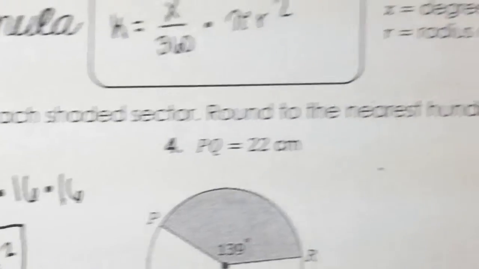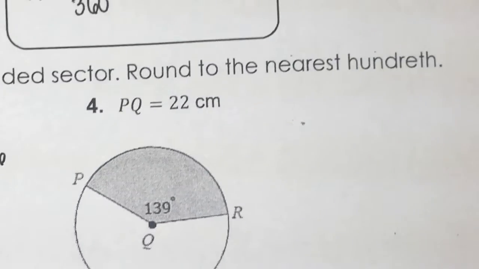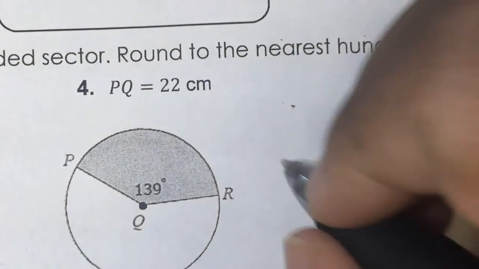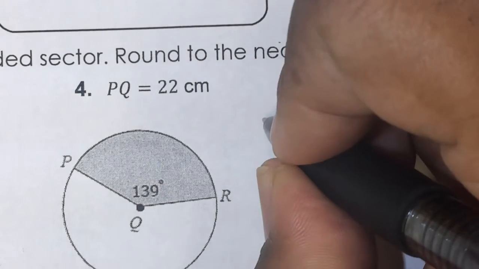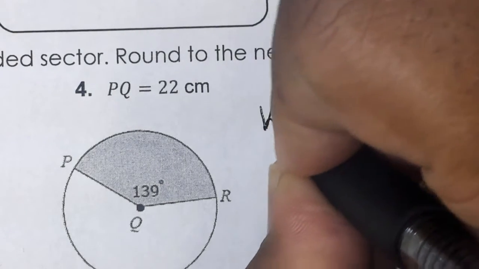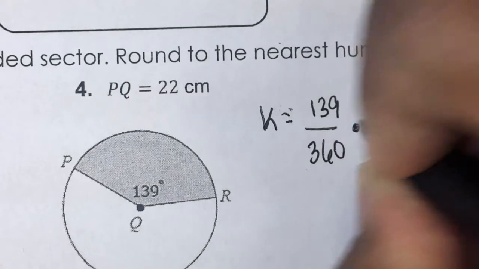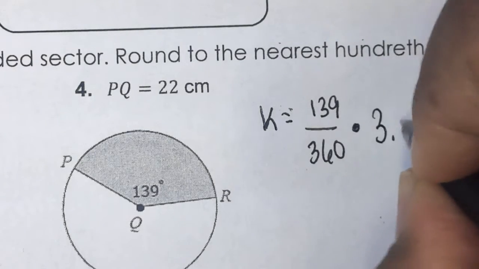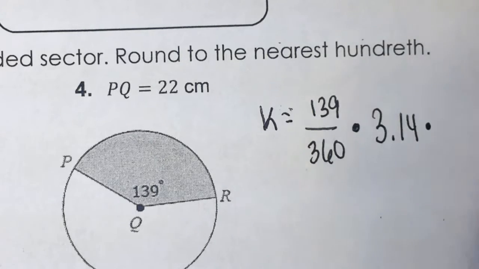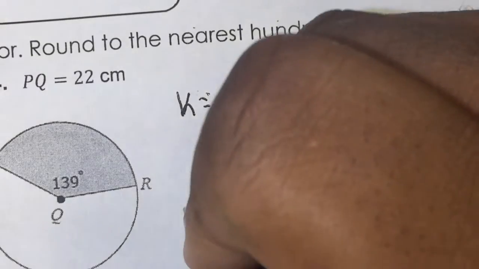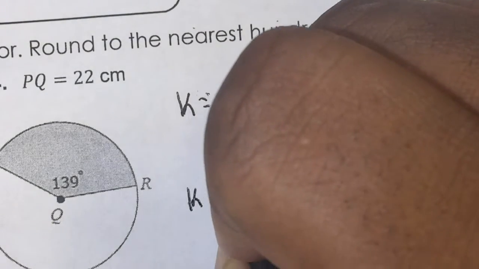Sliding over. Number 4. PQ is 22. It gave us 139 as our central angle. So K equals 139 over 360 times the area, which would be 3.14 times 22 times 22, because 22 is our radius. 586. One more time, 586.8.